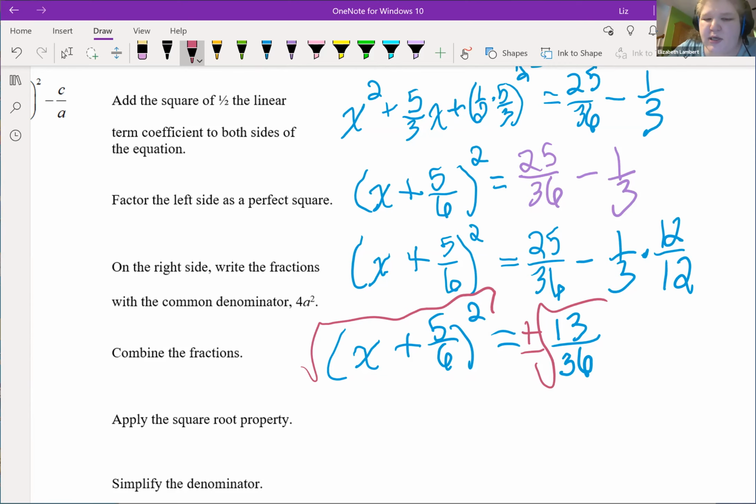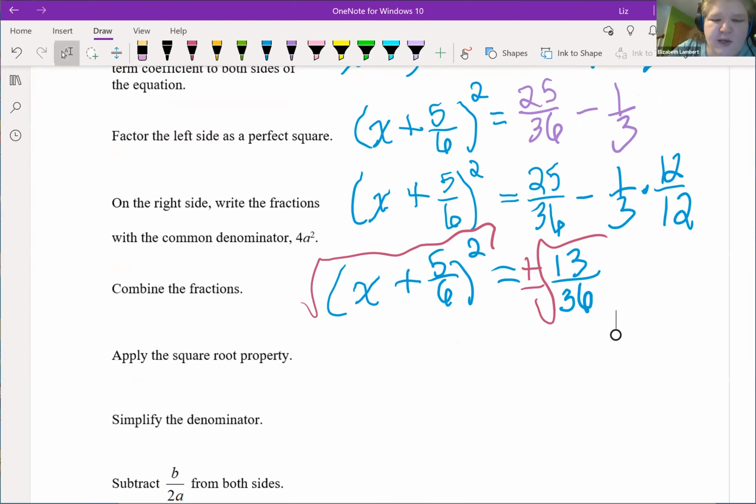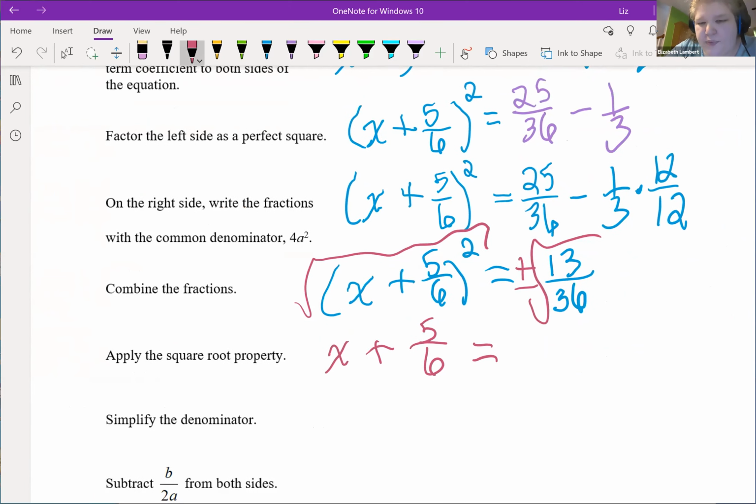So we put in our square root. So this left side is now just x plus 5/6 equals plus or minus.